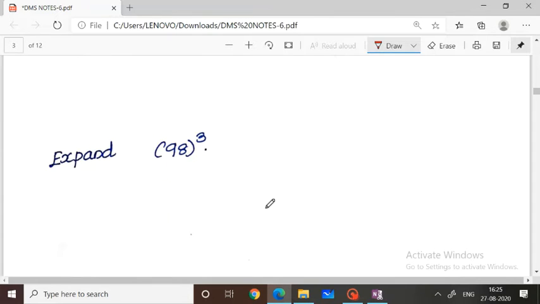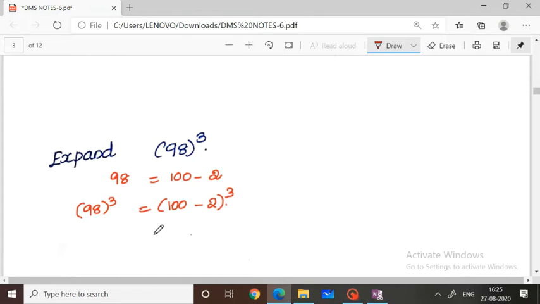You have to expand 98 the whole raised to 3. How will you expand it? See here, you can write it in a simpler way as 100 minus 2. So we can write 98 the whole cube as 100 minus 2 the whole cube. Now we can apply the binomial theorem.